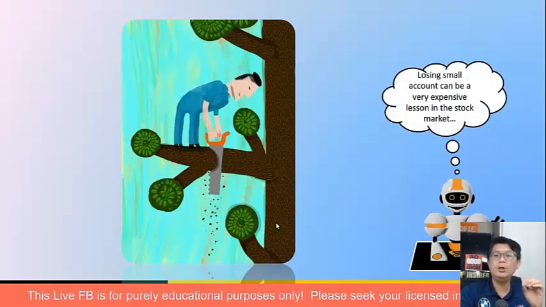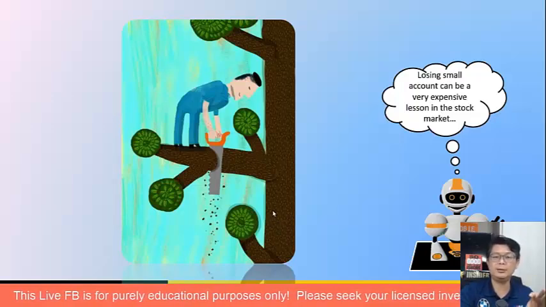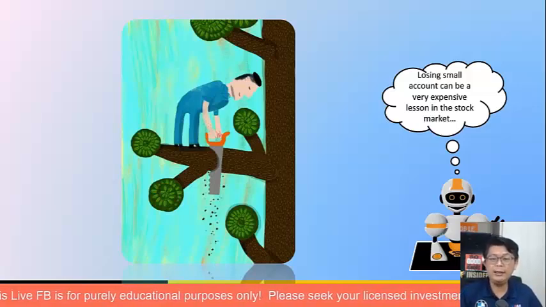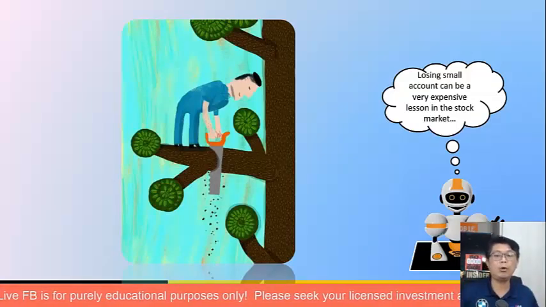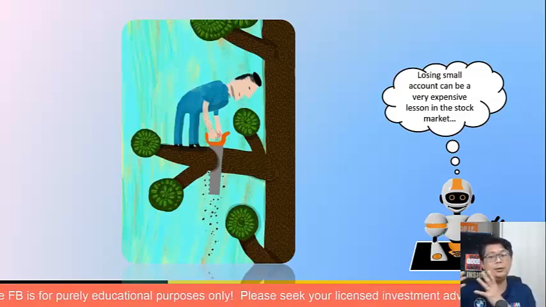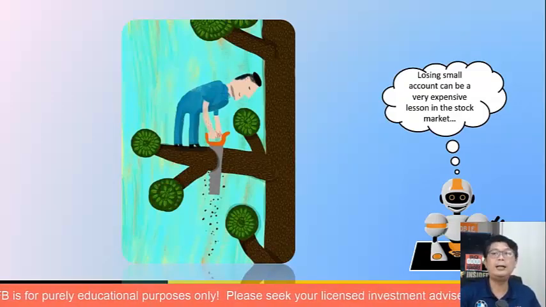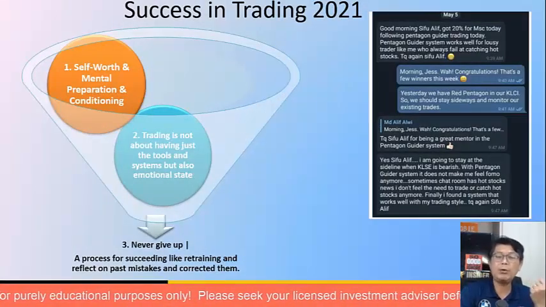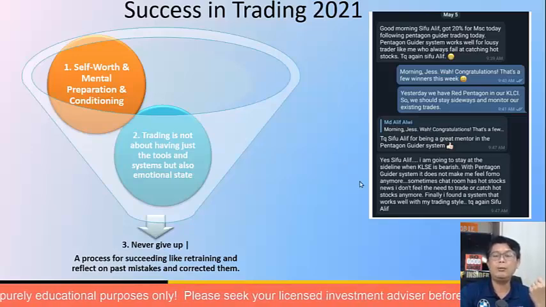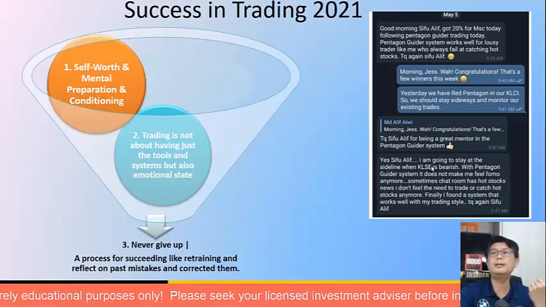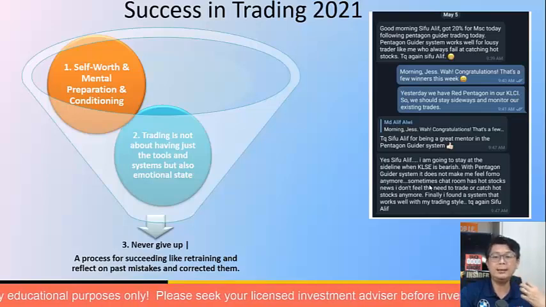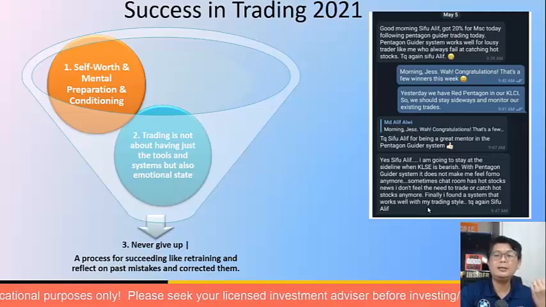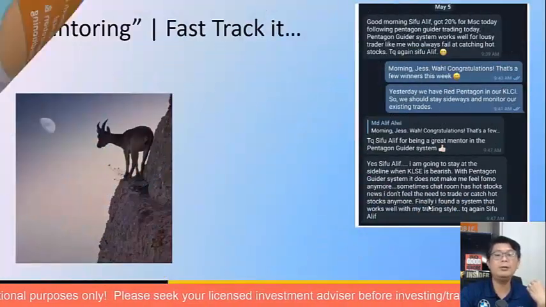So now do remember, losing a small account can be an expensive lesson in the stock market. So don't go through a lot of what we call self-defeating, not having a plan. I've talked about that usually in all of our workshops, and I'll continue to discuss more as part and parcel of our education program. Of course, success will be easier if there is mentoring, like one of our students who joined us. He's following our Pentagon guidance system, and he's continued to make trades based on fixed rules. I think that's very good.